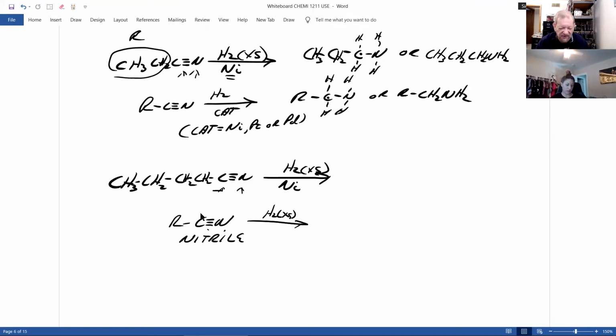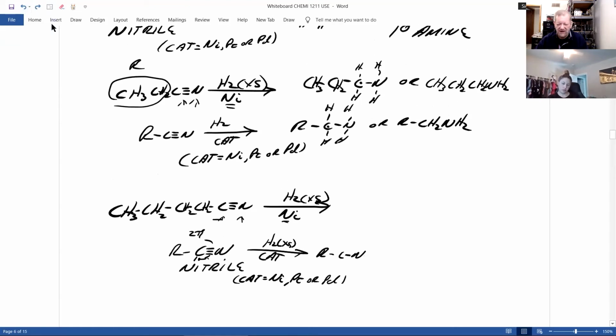That means you have all the hydrogen in the world that can react with anything hydrogen can react with. And nickel is a catalyst. And remember, the catalyst can be nickel, platinum, or palladium. And what happens? You break the 2 pi bonds of the triple bond, not the sigma, and each atom gets two hydrogens of the triple bond that you broke. And you could also write it this way.